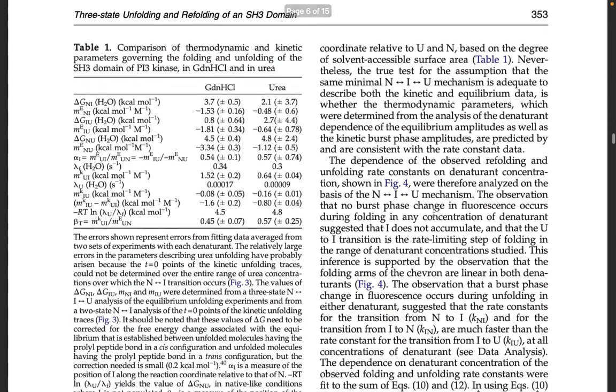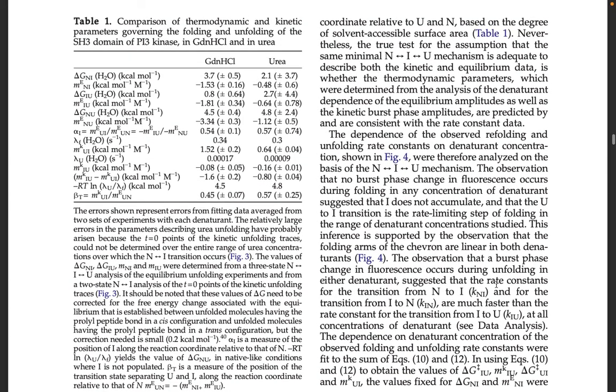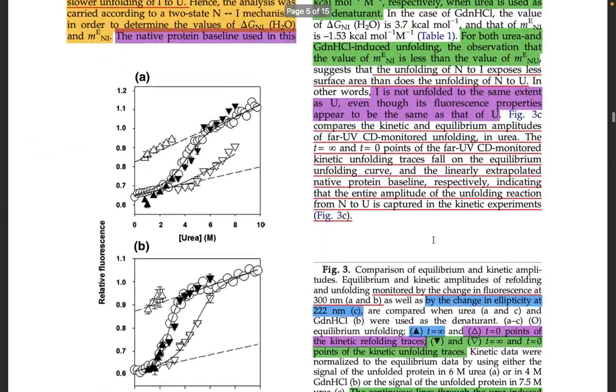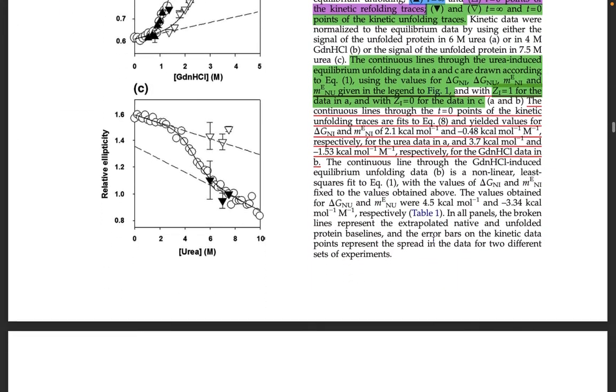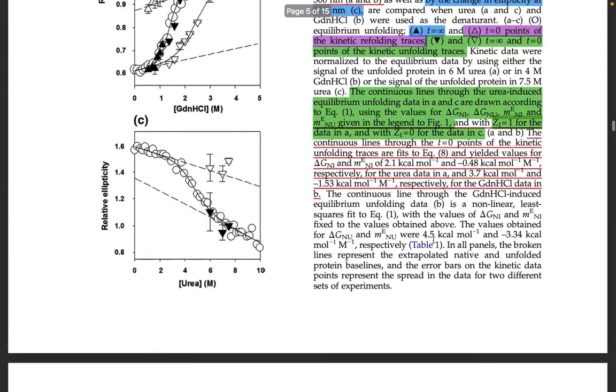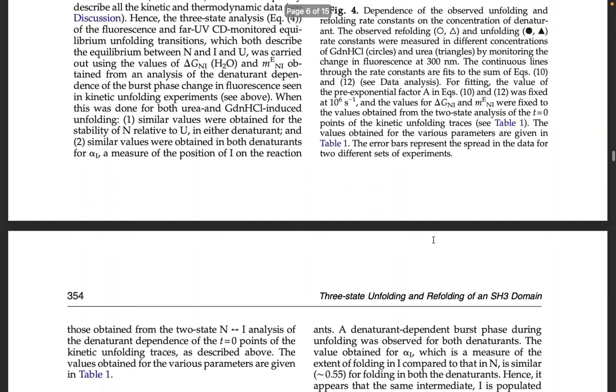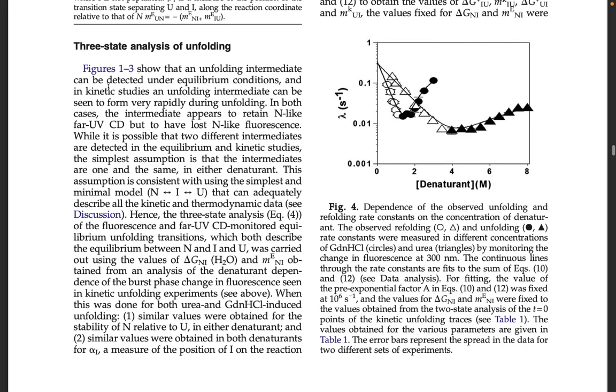Now we have all the values here, right? So now if we try to understand what happens in the three-state analysis. Figures 1 to 3 show that an unfolding intermediate can be detected under equilibrium conditions, and in kinetic studies an unfolding intermediate can be seen to form very rapidly during unfolding. In both cases, the intermediate appears to remain N-like in far UV-CD but to have lost N-like fluorescence.